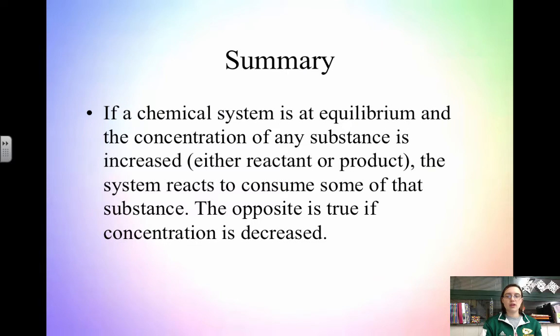Okay, so just a summary for looking at concentration. If a reaction is at equilibrium and concentration is increased, let's say we increase the product, that means we have too much product, which means it needs to shift toward the reactants in order to use up that product and get back to equilibrium. And then the opposite is true if we decrease either concentration. So let's say we decrease the concentration of reactant. Well now we don't have enough reactant, so we need to make more. So it's going to shift toward the left, toward the side with the reactants, until it makes more.